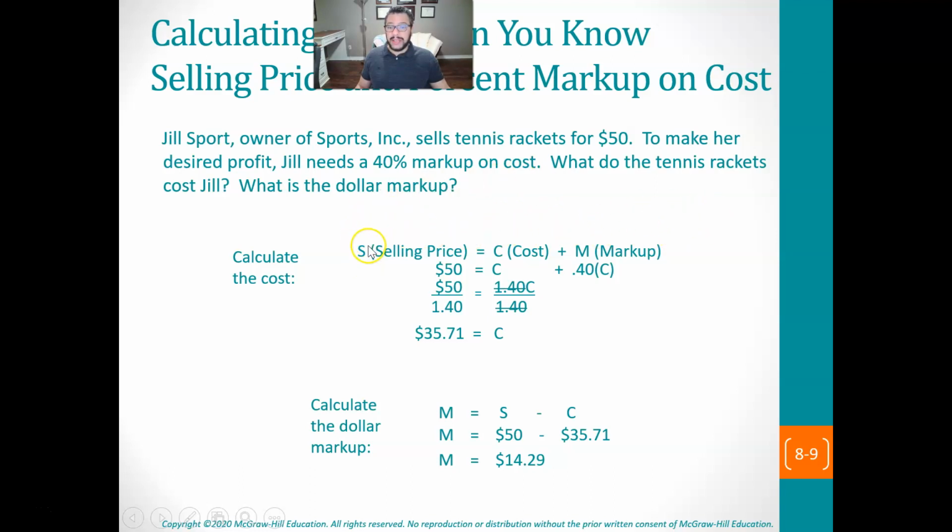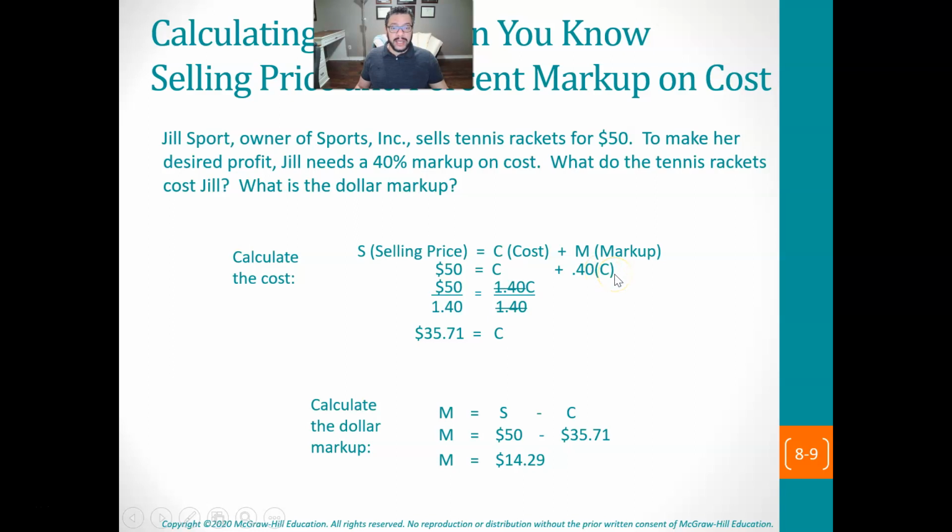Do we know what selling price is? Yeah, she's selling them for $50. Do we know what cost is? No, so we just keep the C there. Do we know what the markup is? We don't know what the dollar markup is, but we do know that it's marked up 40% on cost. So it's 40% of cost. We don't know what cost is, so we just include that variable here.